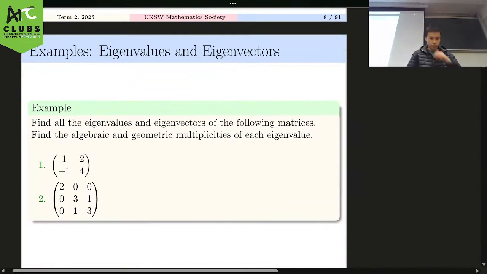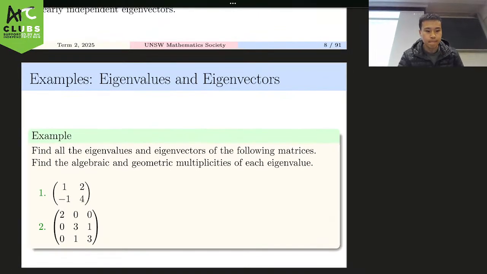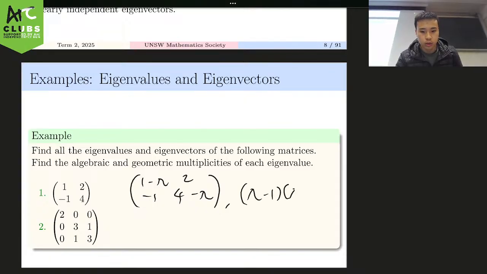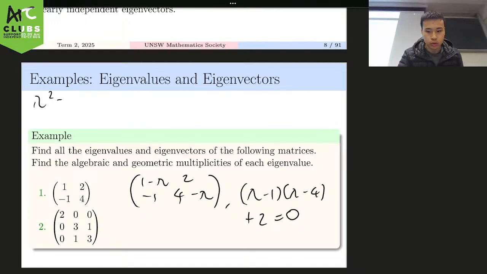Okay, so just a bunch of random examples here. Find all the eigenvalues of each of these matrices. So just like the thing from 1B, subtract the lambdas, and we expect the determinant to be 0. So I can just take the product of this. Minus 2, so it's plus 2, so that equals 0.